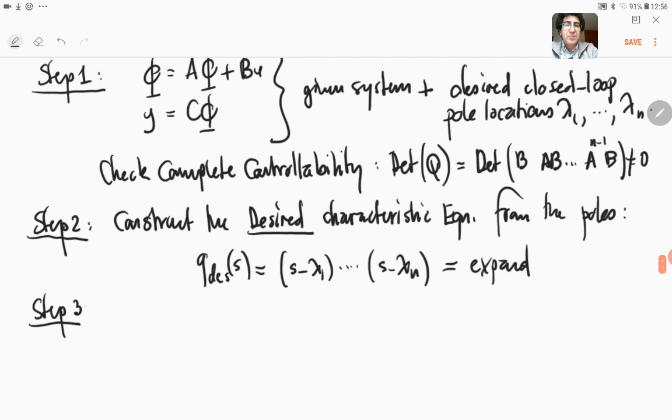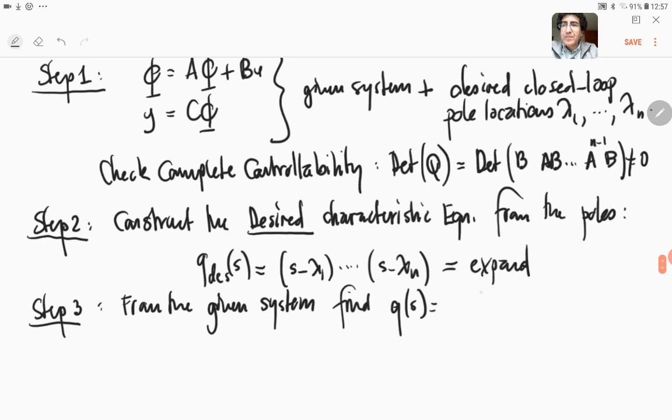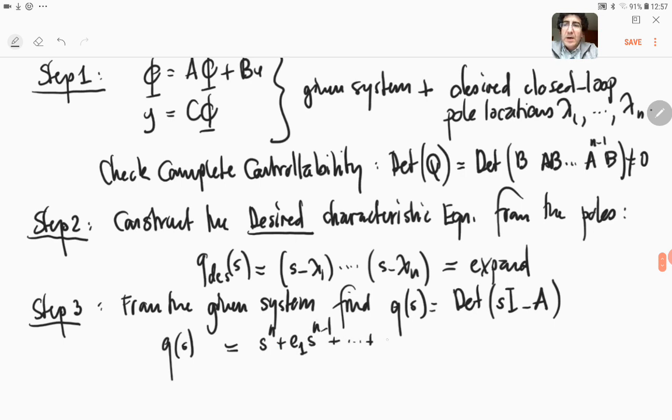Step 3 is, from the given system, find also the characteristic equation. Q of s is equal to the determinant of sI minus A, and that's going to give you a polynomial: s to the power n plus a1 s to the n minus 1, up to an.